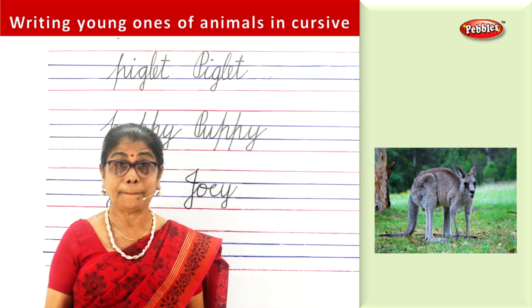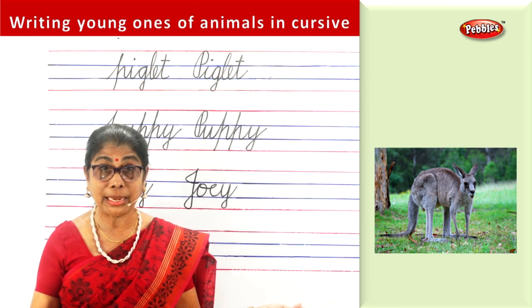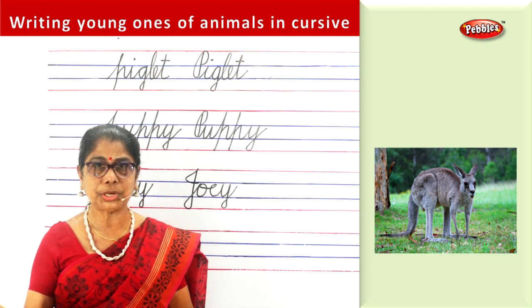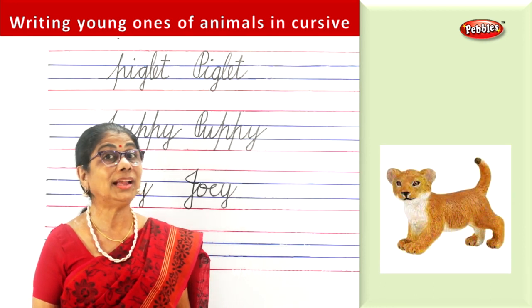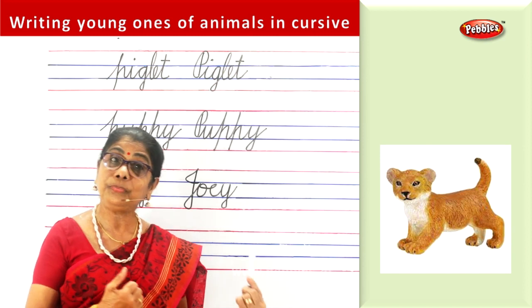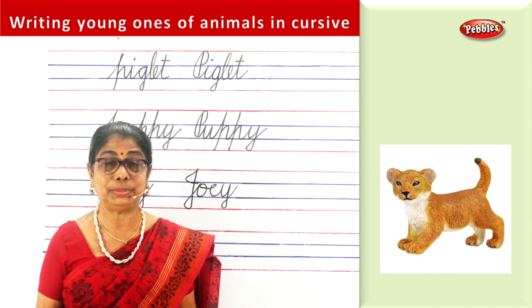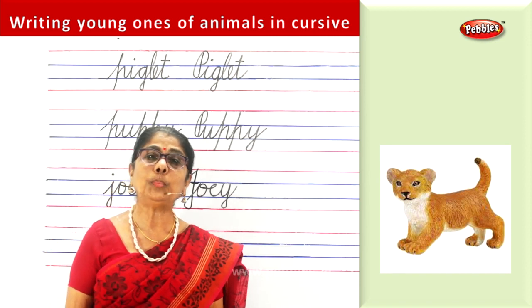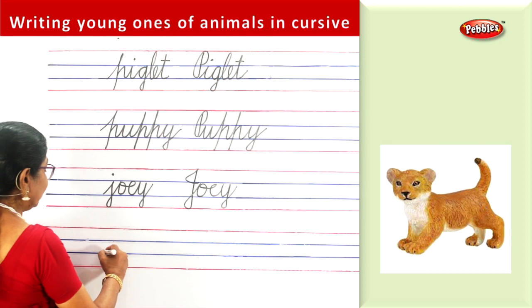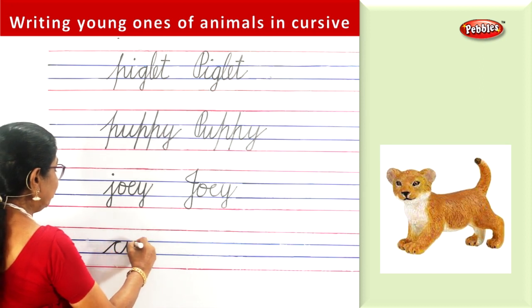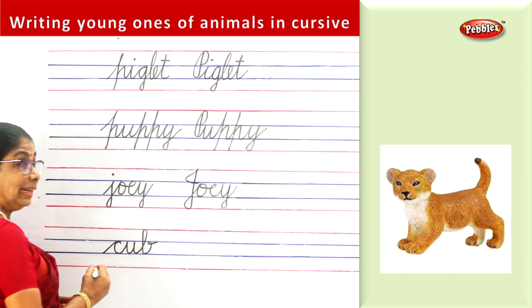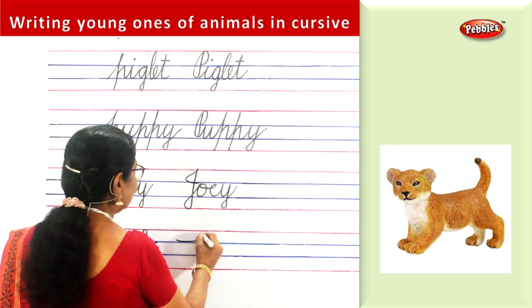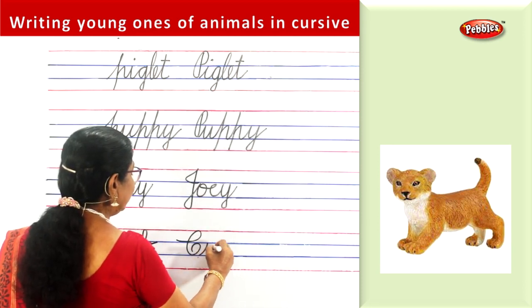Now, big animals like the lion, tiger. What are the babies called? The babies are called cub. Tiger's baby is called a cub. Lion's baby is called a cub. Spell cub. C-U-B. Cub. Good. Let's write the C capital. C-U-B. Cub.